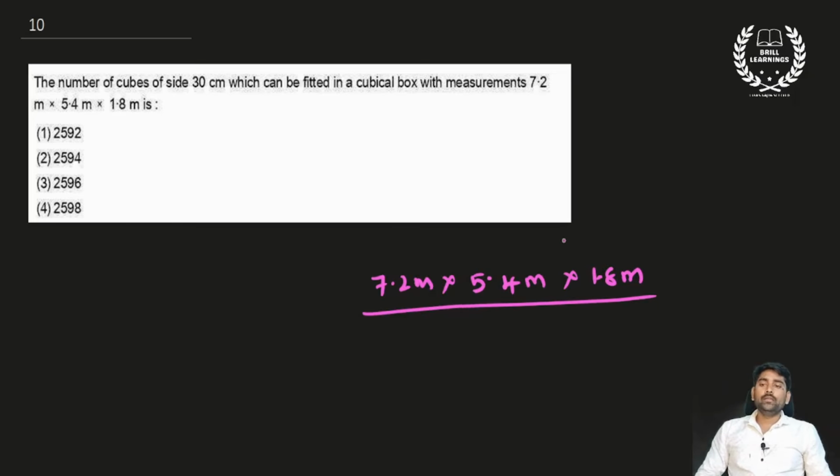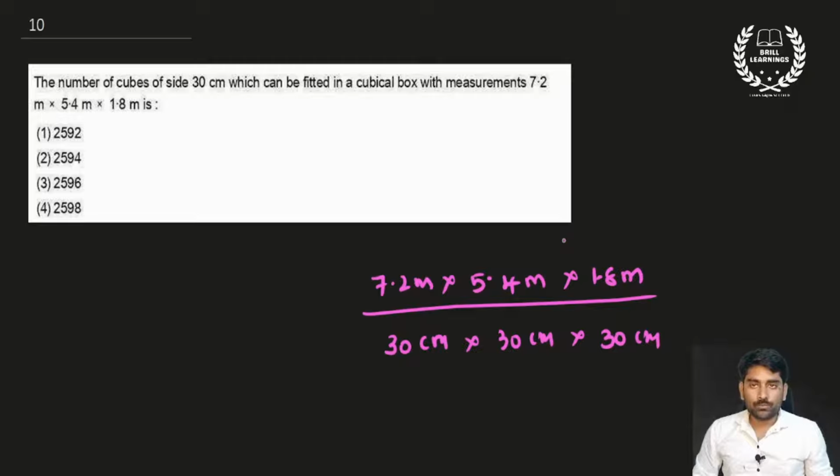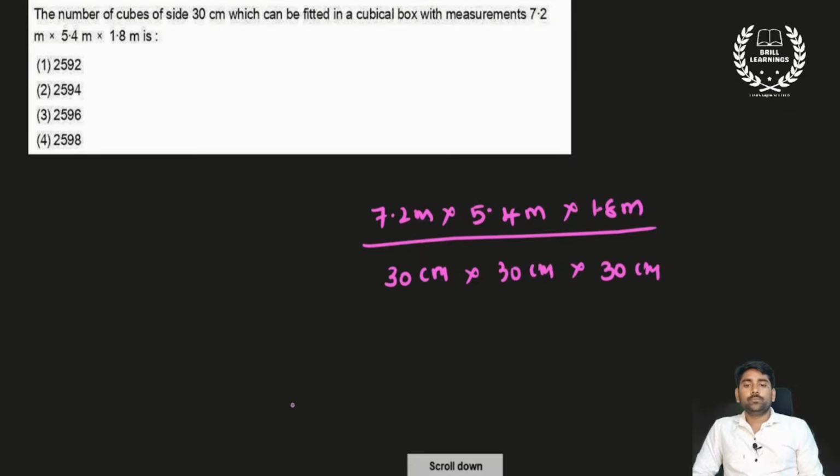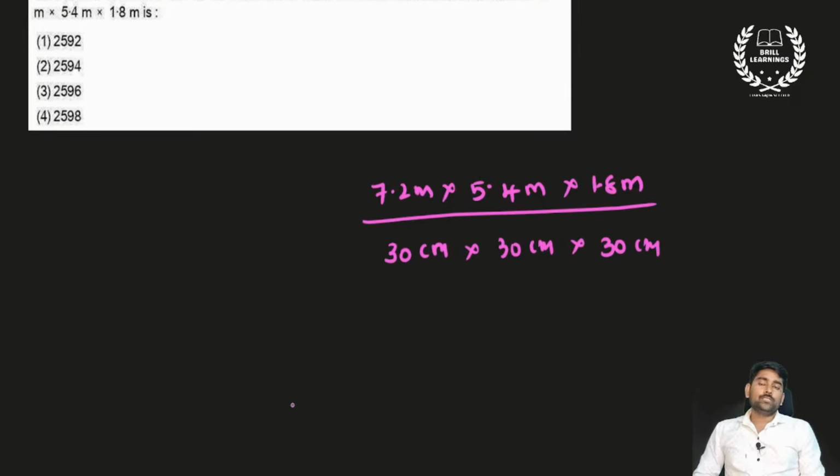Now in order to find the number of cubes of side 30 centimeters which can be fitted in this measurement, we need to divide this volume by the volume of the cube with the side 30 centimeters. So write that value also: 30 centimeters into 30 centimeters into 30 centimeters. But we have two measurements, one in meters, one in centimeters. So convert those two measurements into one measurement so that we can easily calculate. It is better to convert the bigger unit into the smaller unit. That means convert these meters into centimeters. The relation between meter and centimeter: 1 meter is equal to 100 centimeters.